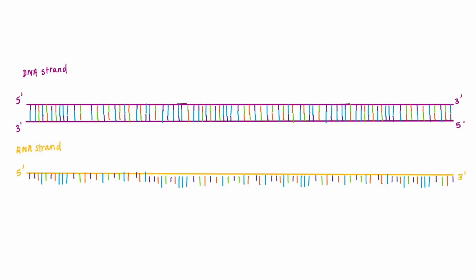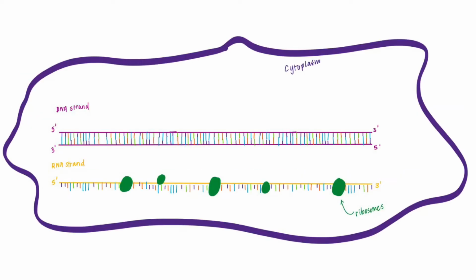Transcription is the synthesis of RNA from a DNA template strand. Since prokaryotes do not have a nucleus, transcription occurs in the cytoplasm and allows ribosomes to access the RNA strand as soon as it is created and begin translating the code into proteins.